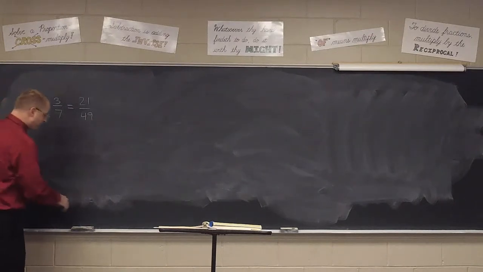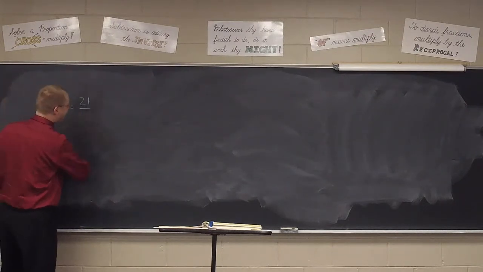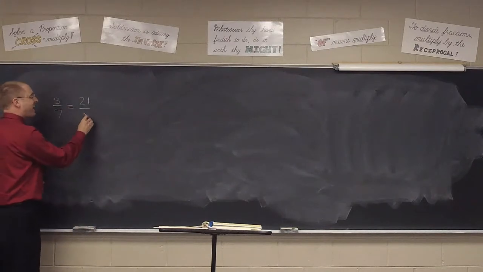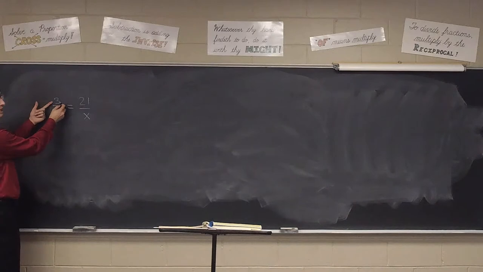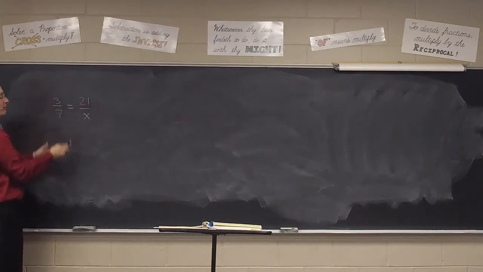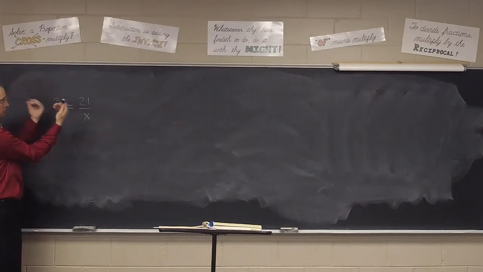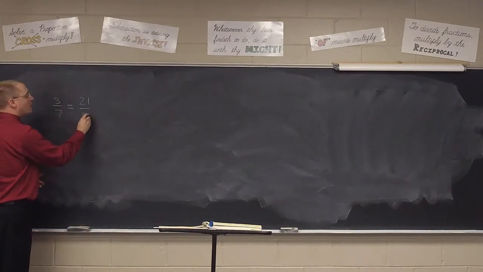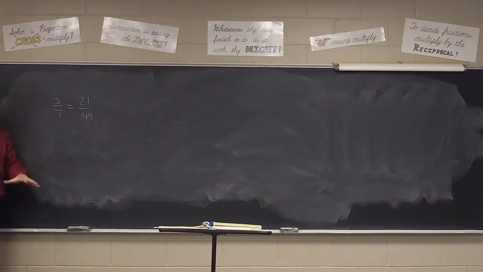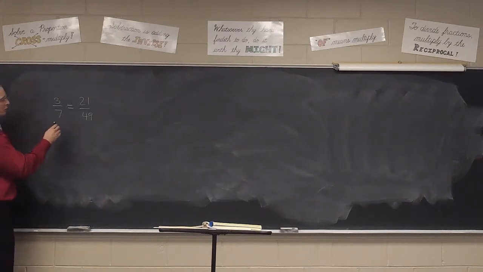Now, if I didn't give you the 49, if I had instead an x, we could easily solve for the x by saying, well, what did we do to the 3? Multiply by 7. So what did we do to the 7? Multiply by 7, and we wind up with a 49 right there, right? So that's what we did, for the most part, in our last round of proportions, way back in chapter 1. We used something called the equal ratio method, and it worked great most of the time.